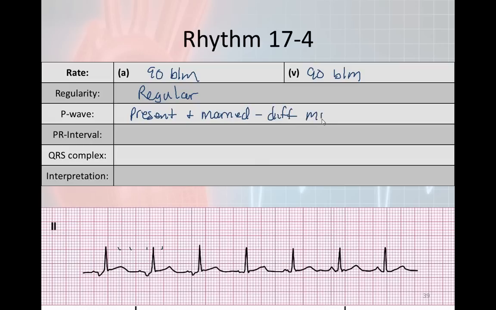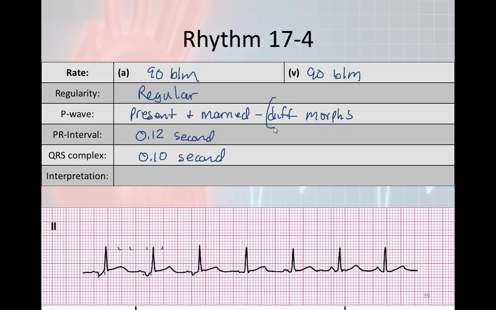Different morphologies. The PR interval seems to be, this is kind of hard to tell, but that looks to be about a 0.12 right there. From here to here looks to be about a 0.12. So I'm going to go with 0.12 second. The QRS complex almost looks a little bit wide. No, actually it looks pretty good right here. So I'm going to go ahead and say 0.10 second.